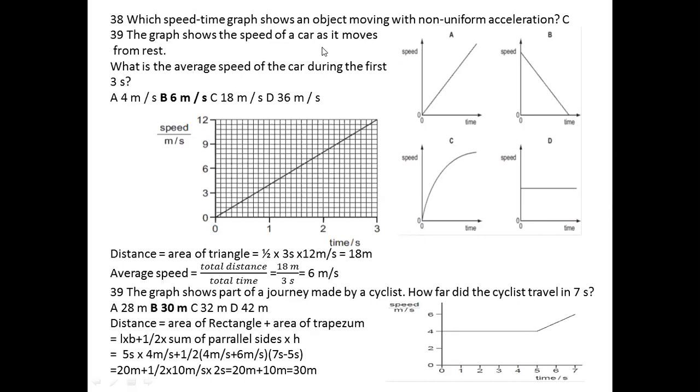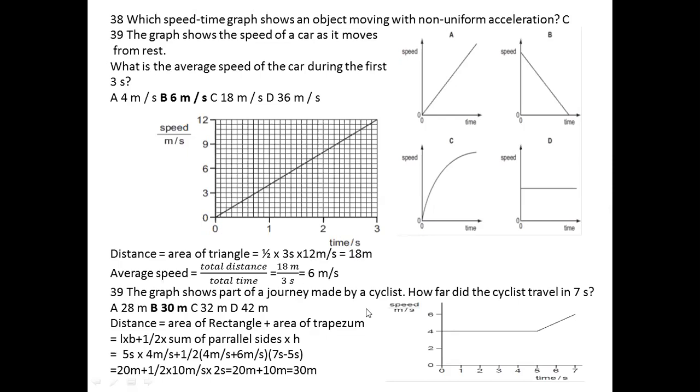Next is, the graph shows the speed of a car as it moves from rest. What is the average speed of the car during the first 3 seconds? How to calculate average speed? Total distance traveled over total time. Now, how to calculate total distance traveled from a speed-time graph? We have to calculate the area under the graph, and the shape of the area below this straight line is a triangle. So distance traveled is equal to the area of the triangle, half into base into height. Base is 3 seconds, height is 12, so it becomes 18 meter. Average speed is total distance over total time, 18 meter divided by 3 seconds. The answer becomes 6 meter per second.